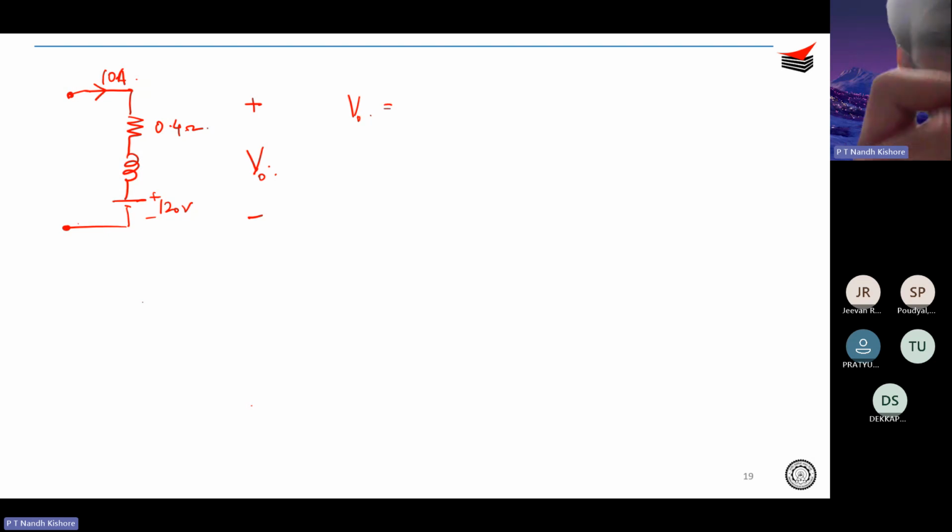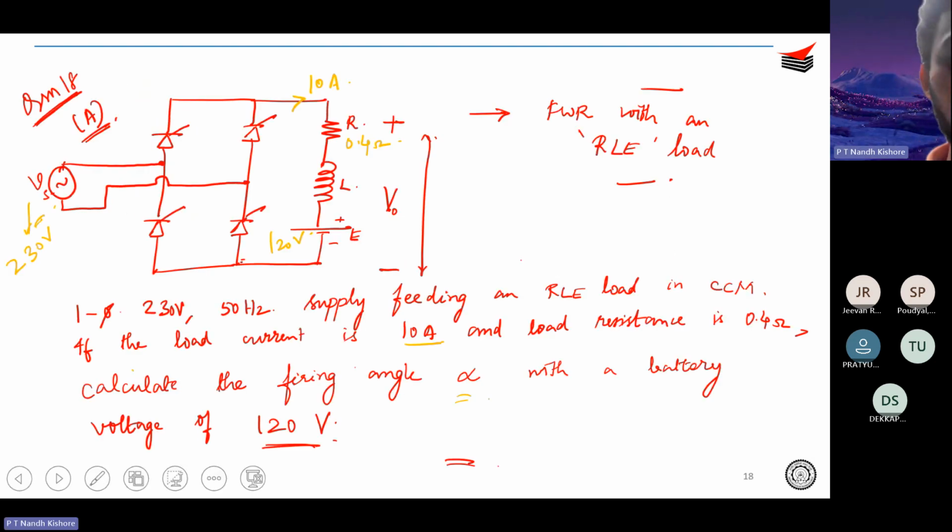Just apply your Kirchhoff's voltage law. You end up with V naught is equal to E plus I naught into R, right? And this is in DC. That is the reason L is being neglected, right?